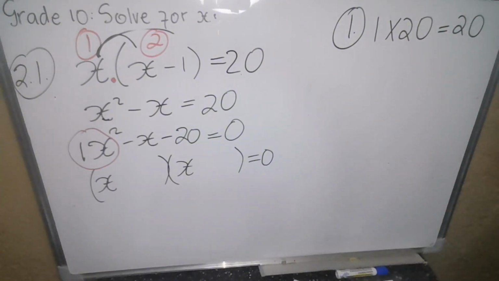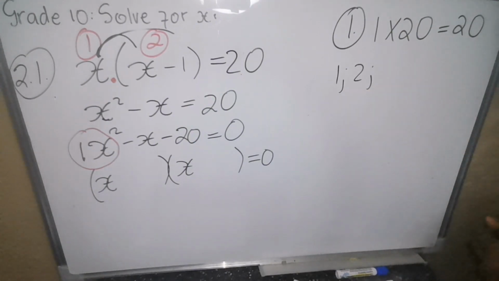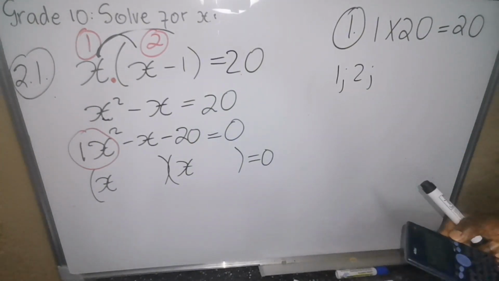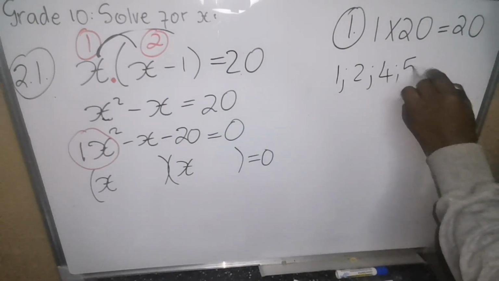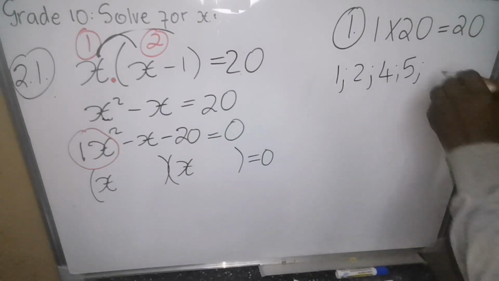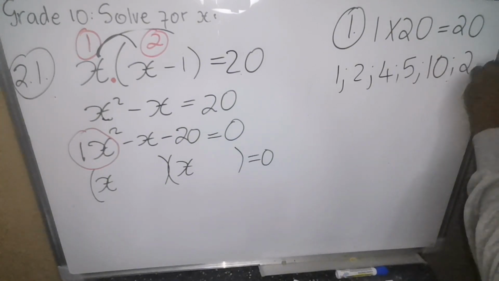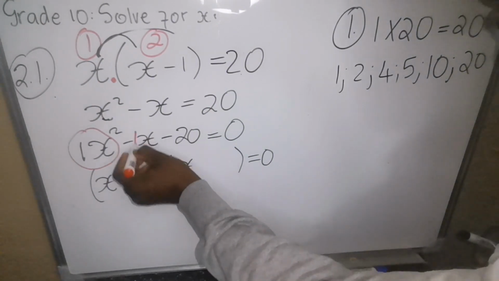Therefore, you must find factors of 20. What are factors of 20? 1, 2, I don't know, what about 20 divided by 3? 3 is not a factor, 4 is a factor of 20, 5 is a factor of 20, then 6 is not a factor of 20, 7 is not a factor of 20, 8 is not a factor of 20, 10 is a factor of 20, which is 2, then 20. These are factors of 20. Therefore, you must find those two factors that when you multiply them, they must give you 20. When you add them, they must give you the middle term, which is negative 1 in this case.